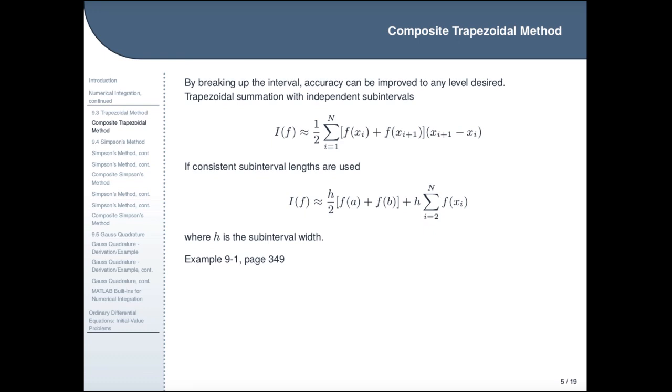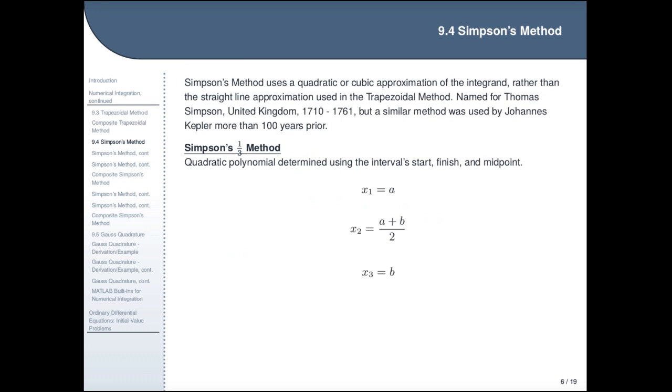Now that we've finished talking about the composite trapezoidal method, let's move into our next topic, which is Simpson's method, where the trapezoidal method uses a straight line between the two outer points of the interval where we are trying to calculate the numerical integral. Simpson's method uses a quadratic or a cubic approximation. So if you have a complex function, Simpson's method can be significantly more accurate.